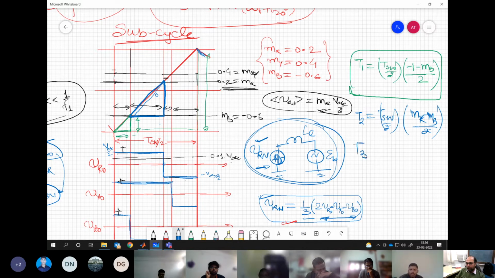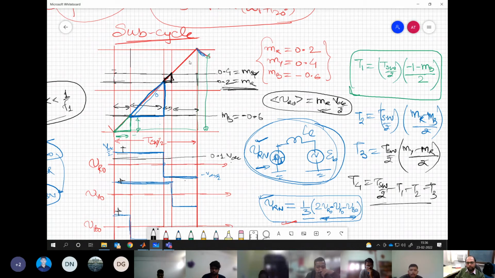Similarly, T3 you can write, which could be, say, this small triangle compared with the bigger triangle. So this could be TSW by 2 times of MY minus MR by 2. And then T4 could be simply TSW by 2 minus T1 minus T2 minus T3. Or you can compute from here. Both ways it is fine. So we have information about the time intervals on the basis of the modulating signals.